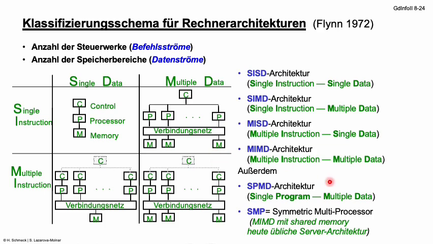And besides that, we also have two different architectures, which we are not going to go into in depth. We can also have something known as single program multiple data architecture, where all processors must go through the same program, but there are different program control flows. And then we have the symmetric multiprocessor, which is basically multiple instruction, multiple data with shared memory, which today is the common server architecture. And here all processors basically have equal rights.